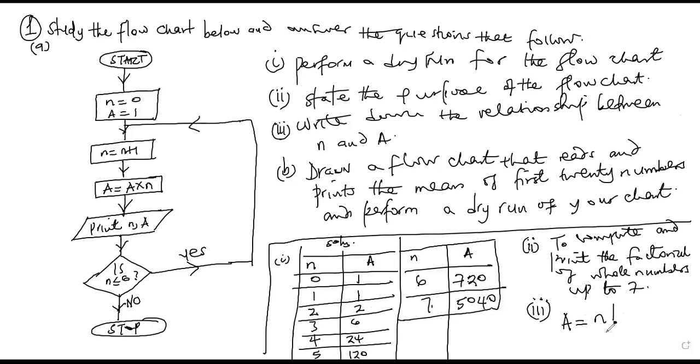The mean, now that is an independent question. The mean of first 20 numbers. So we shall be asking ourselves if n is equal to 20, right? So now they want us to draw a flow chart that reads and prints the mean of the first 20 numbers.